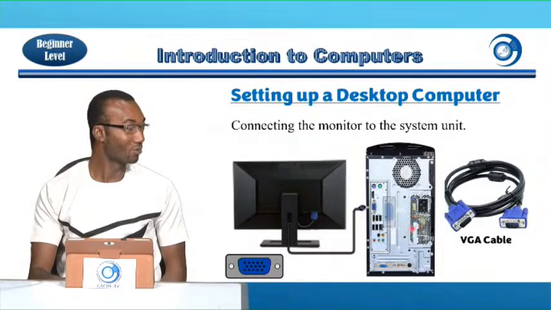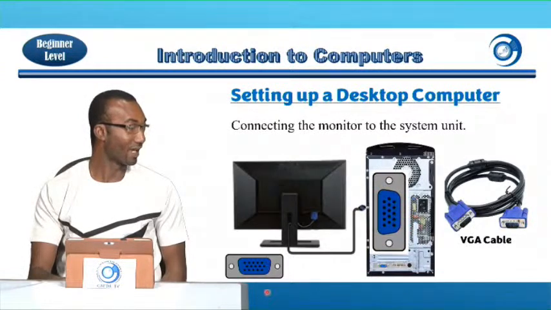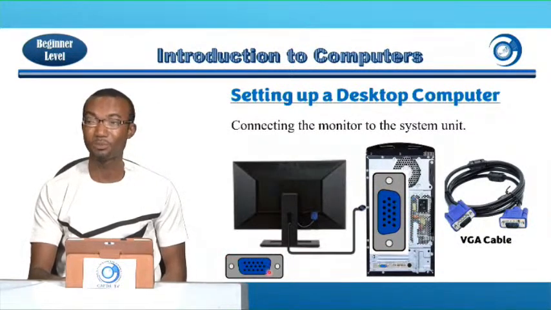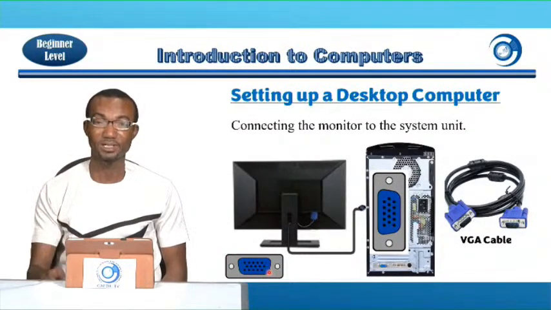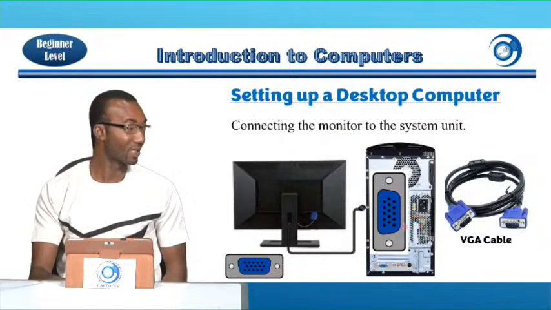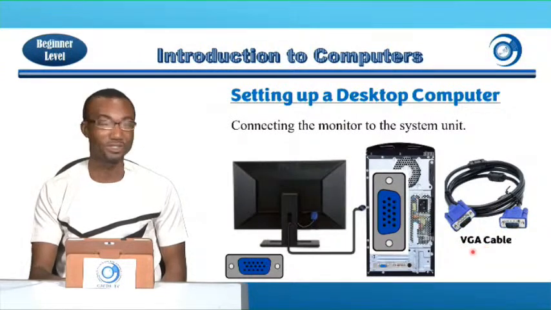So we have one, two at the back of the system unit. You put one here and then you fix the other one here, and that will help you to see whatever is happening inside the system unit. So this is the connector. We call it the VGA cable, video graphics array, VGA cable.